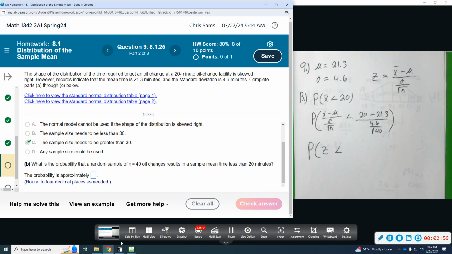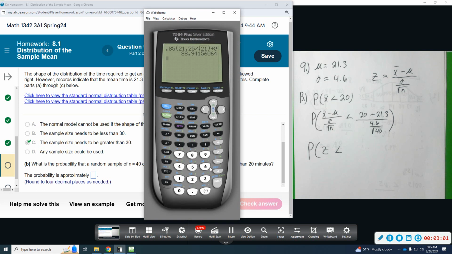Okay, so calculator. I'm going to do 20 minus 21.3, and then we're going to divide that by the 4.6, which is also divided by square root of 40. Actually, let me go back and delete that. Get outside and tell it I'm done. Okay, this is going to give me my z value. So I'm looking at negative 1.78, which will round up to 1.79.